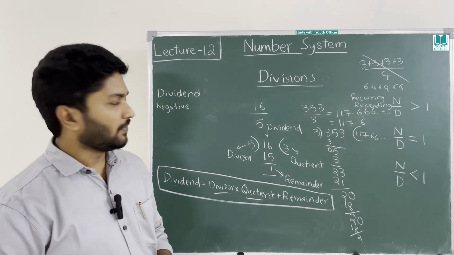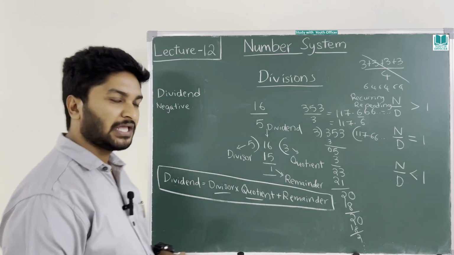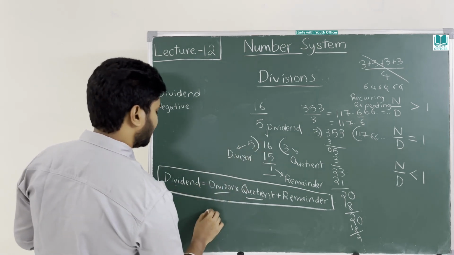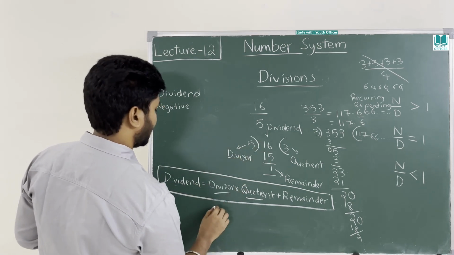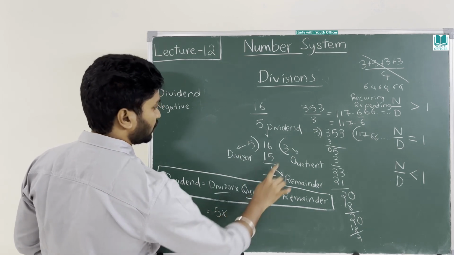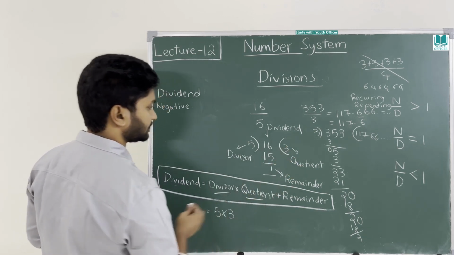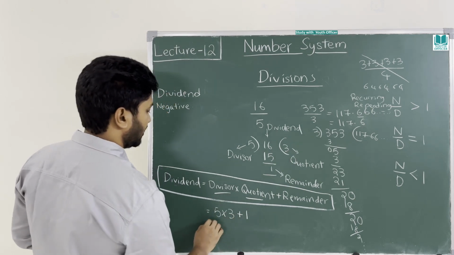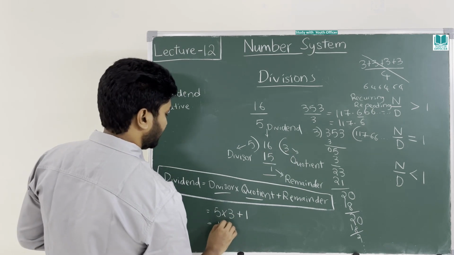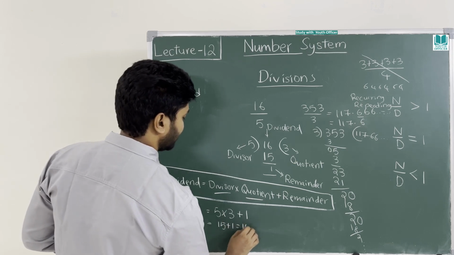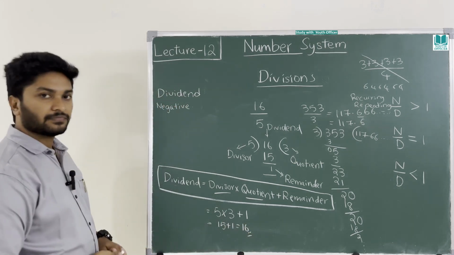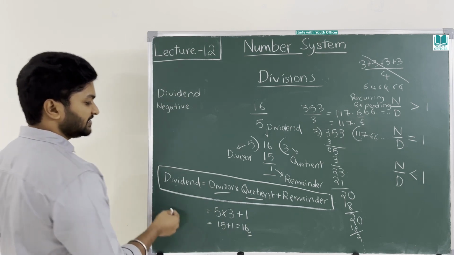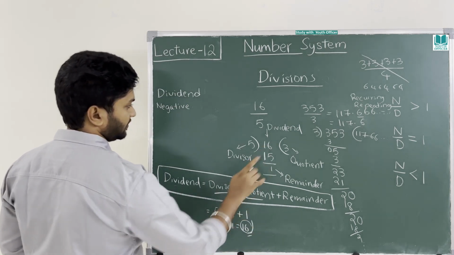We will see whether the answer will come or not. We need to get the dividend, how much? 16 we have to get. What is the divisor? 5 into what is the quotient? 3, plus the remainder you have to add, 1. 5 into 3 is 15 plus 1 is 16. So far so good. This is our dividend, right?